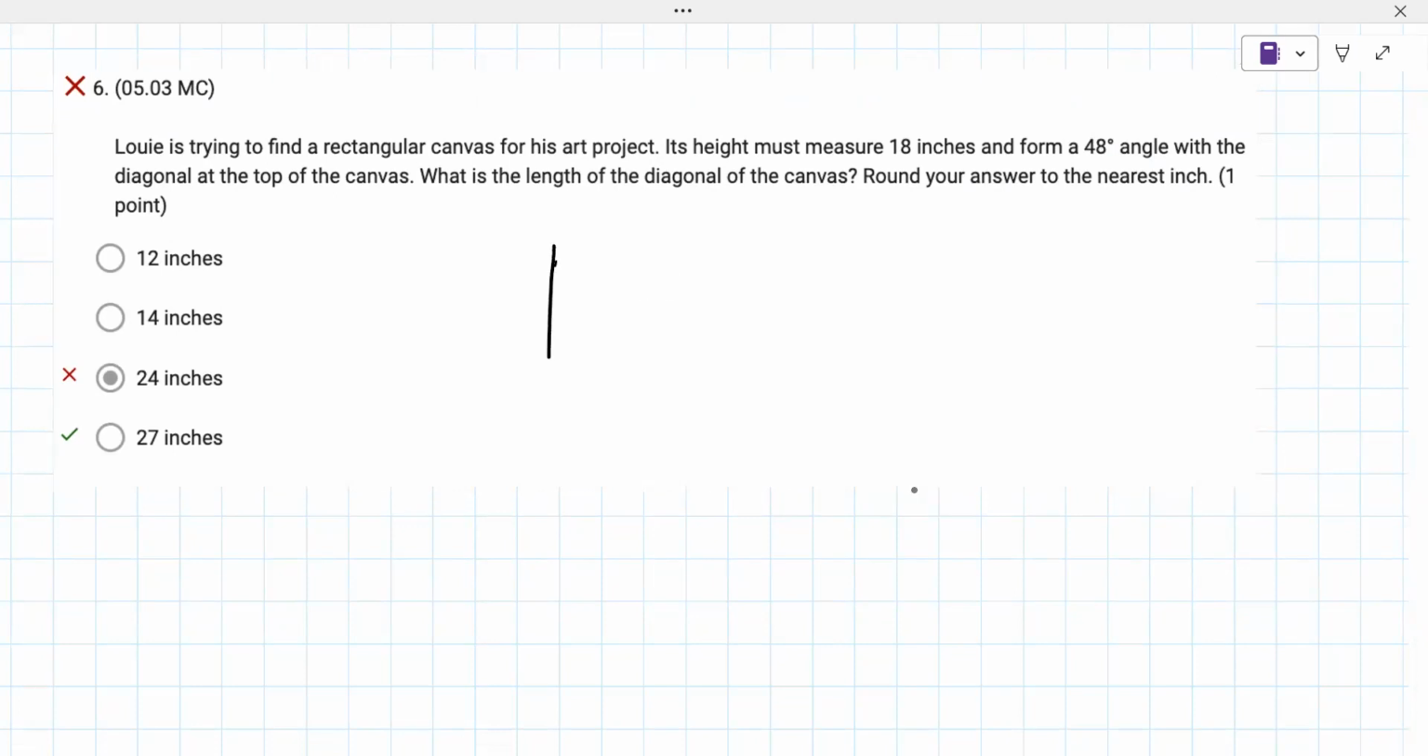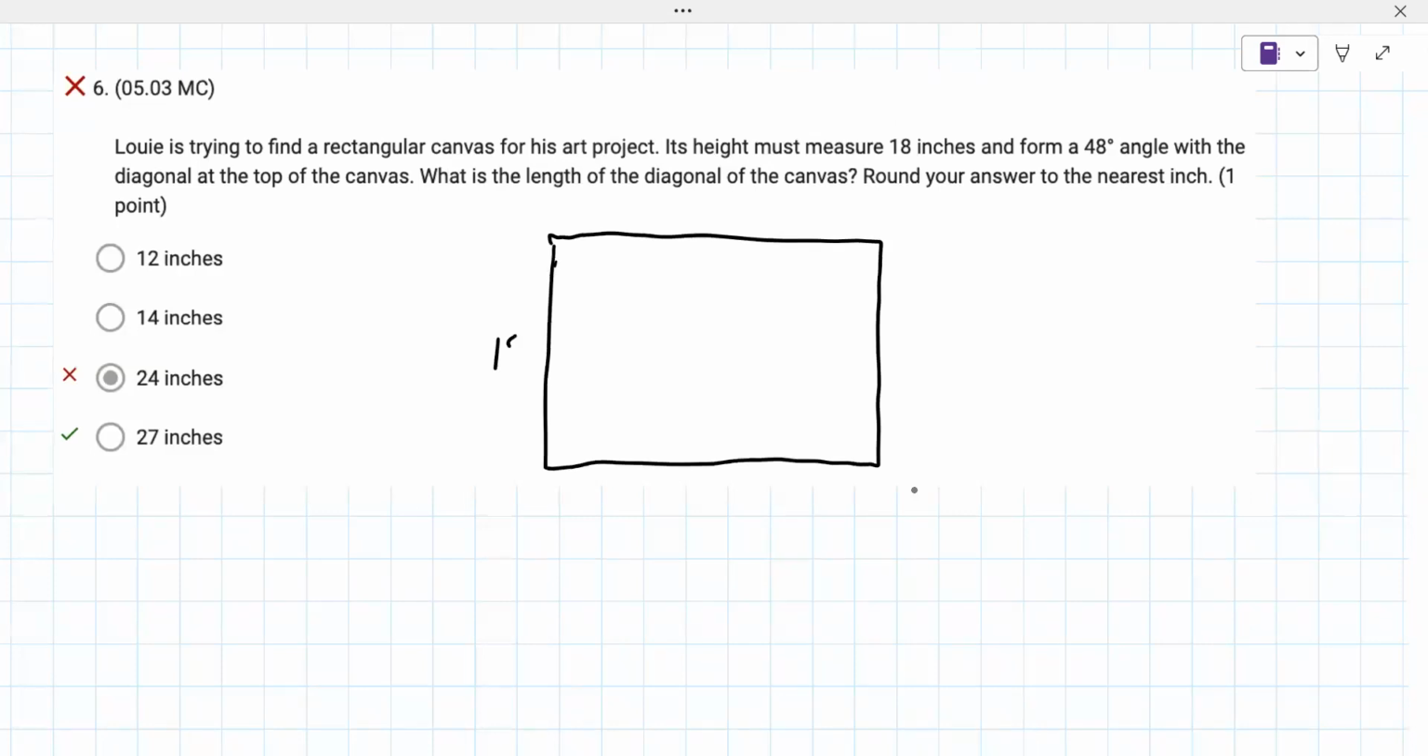Okay, so what's not clear to me is this. We know that the height is 18 and there's a diagonal here. What I can't tell, and I'm going to read it one more time, is the angle with the diagonal at the top of the canvas. I think that this one is 48 degrees, the way I'm reading it. Do you have your previous drawing to know if this is what you came up with? I think that's what I did as well. Okay, so by alternate interior angles, this is also 48 degrees.